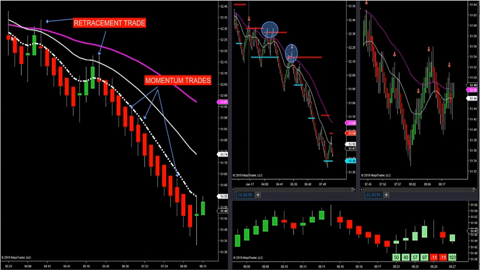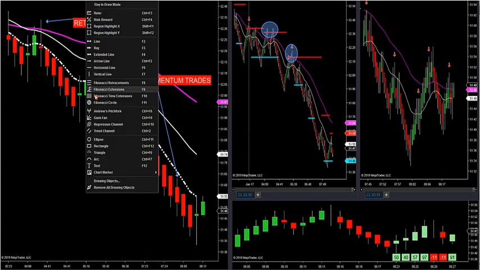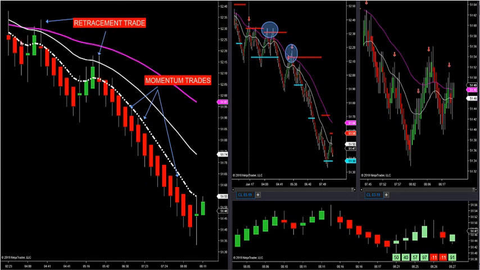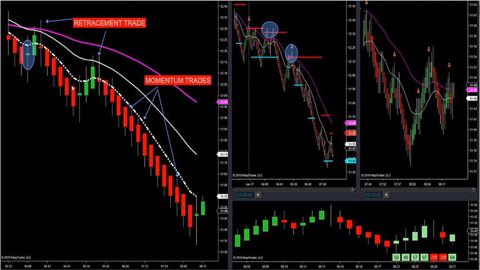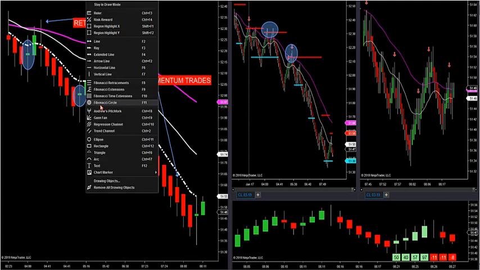What does that mean? If I'm crossed down with all these moving averages, small below the intermediate, intermediate below the large, I know I'm in a downtrend. A retracement trade is going to happen when I get the first opposite color candle that forms against trend. Trend is down. There's the first red-green candle. You're going to look for the first retracement for a short. Here's the first green candle here. Here you're going to look for the first retracement for a short.